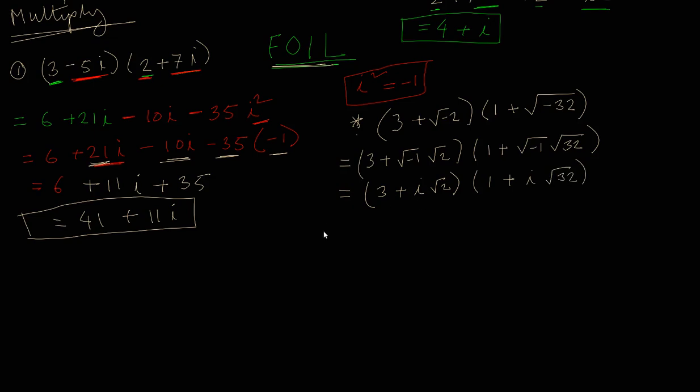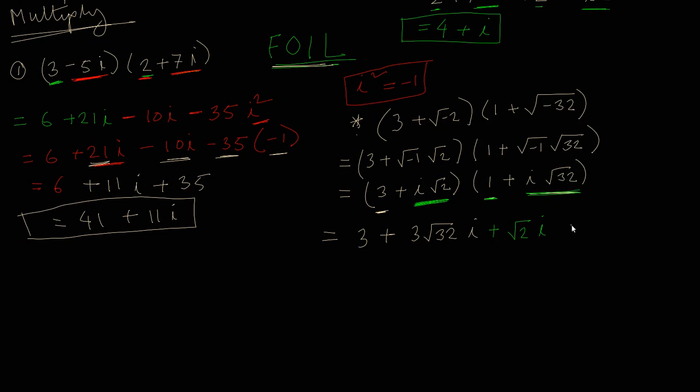So first of all, I'm going to multiply 3 with 1. So I have 3, and then 3 multiplied by i square root of 32, so plus 3 square root of 32 i. And then I am going to multiply i square root of 2 with 1. So I get plus square root of 2 i. And then I'm going to multiply i square root of 2 with i square root of 32.